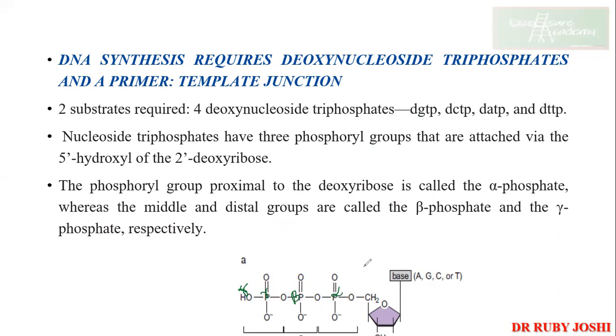Which bond? As I mentioned before, this is 1, this is 2, this is 3. So at which number is it going to attack? The 3'-OH of the primer. As I said, it is going to attack at the alpha phosphate of the incoming nucleotide. Yes, Shruti, what do you think?